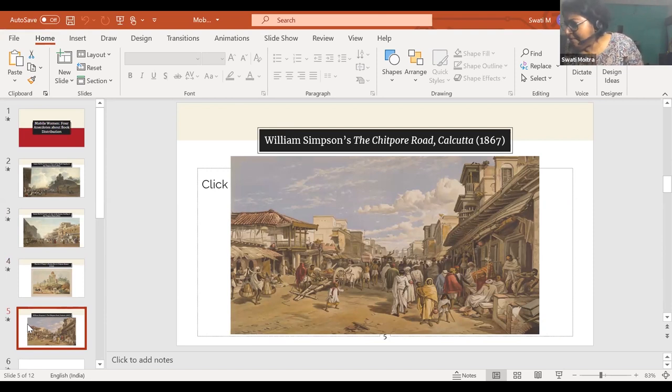is from William Simpson, called the Chitpur Road. This is a painting from 1867. It features a bustling bazaar that the painter himself claimed to be a learning experience for Englishmen, because in this bazaar, hundreds of Englishmen have had their first conceptions of Eastern life realized, or more properly falsified, face to face with the living facts. There are two women visible again, and they carry clay pitchers, and one of them is accompanied by children.